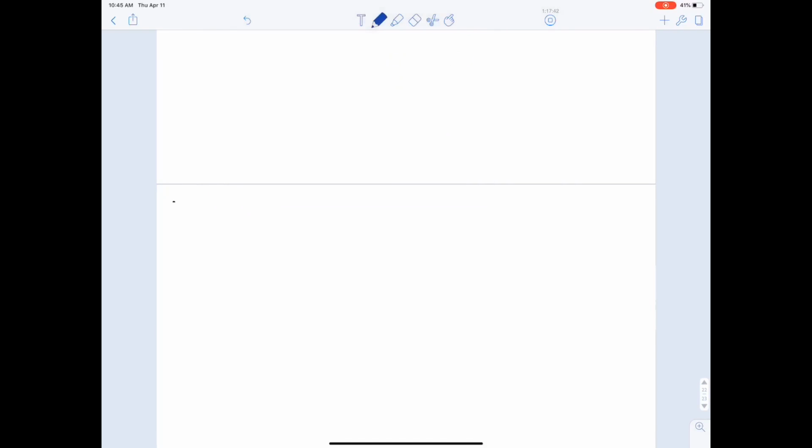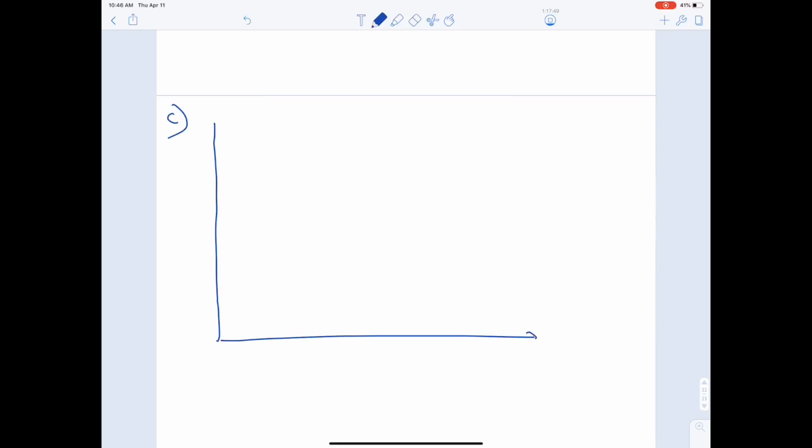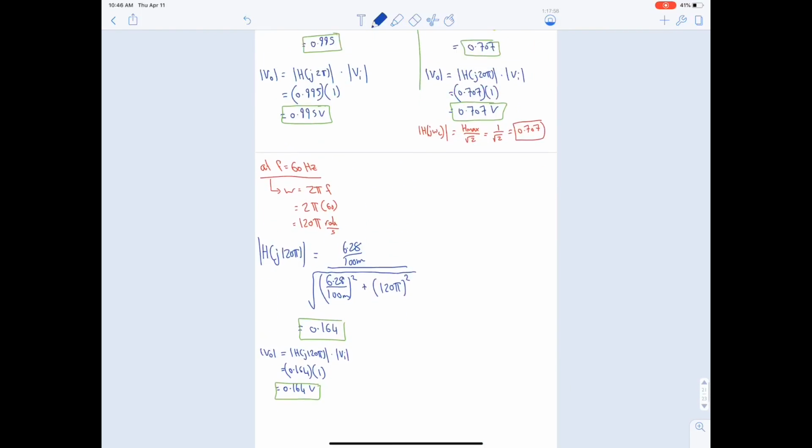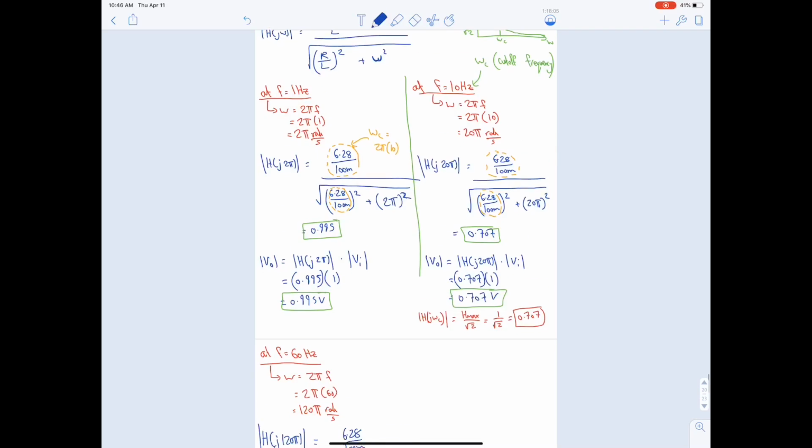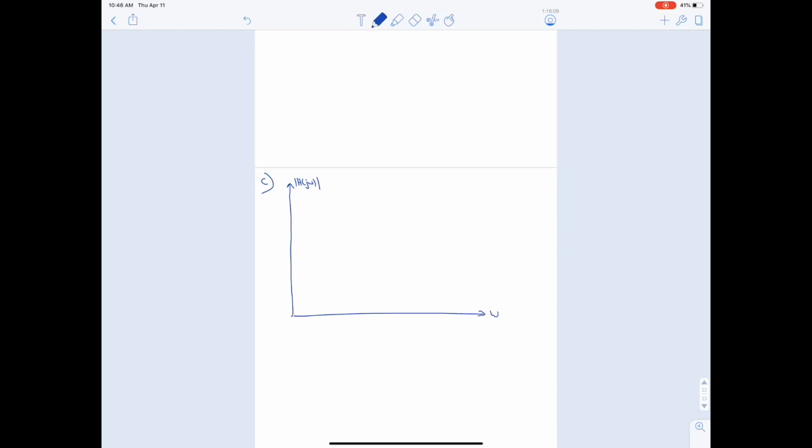Part C. Choose blue. They need the magnitude with respect to the angular frequency. This is our magnitude. How many angular frequencies do we have? We have 3 angular frequencies: 2 pi, 20 pi, and 120 pi.